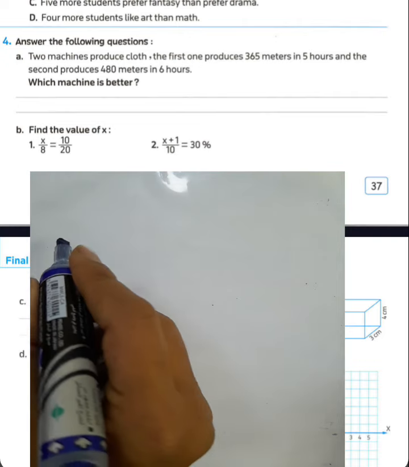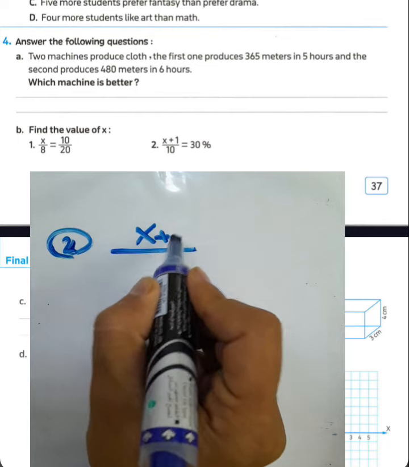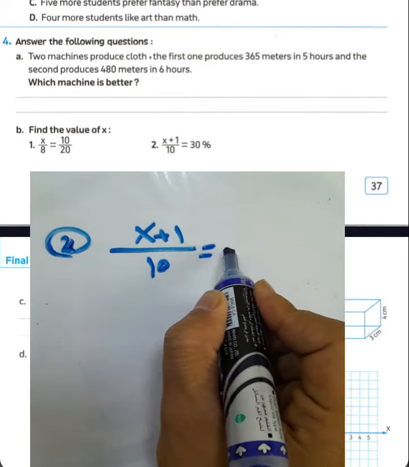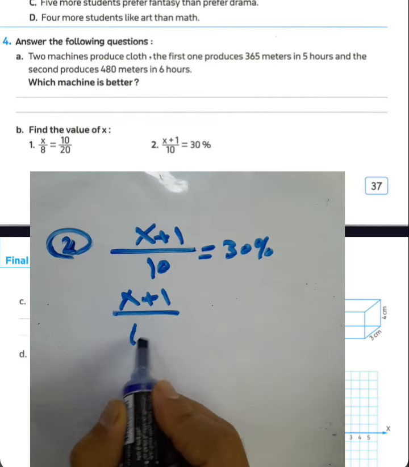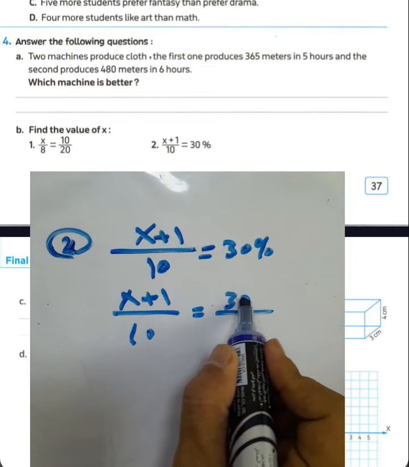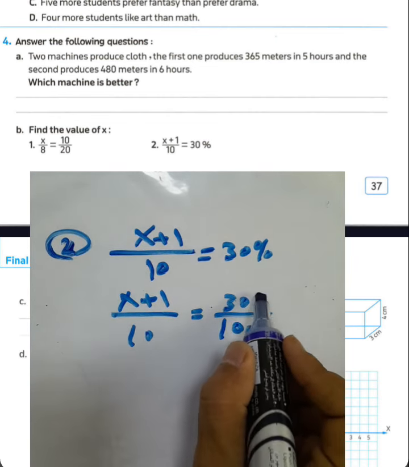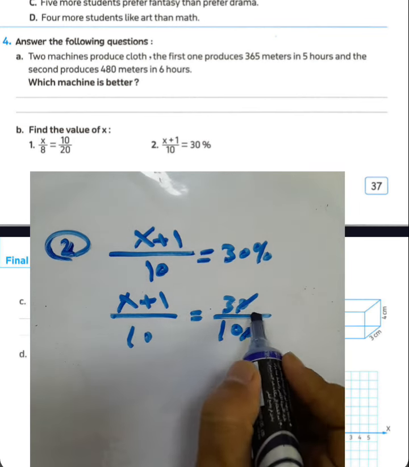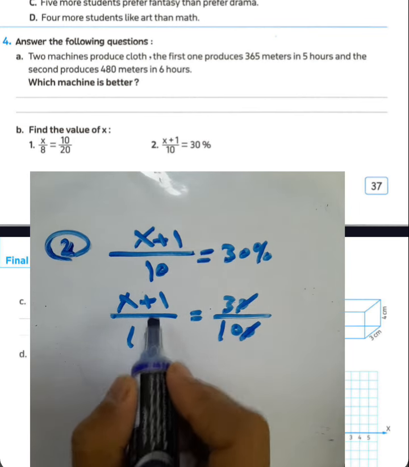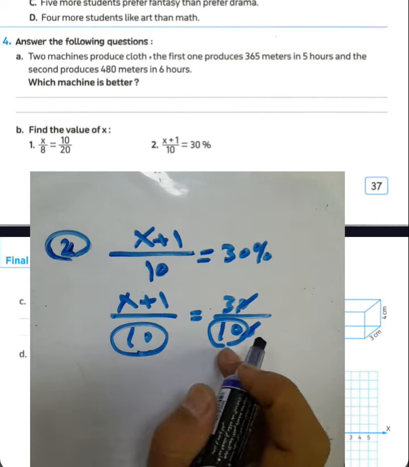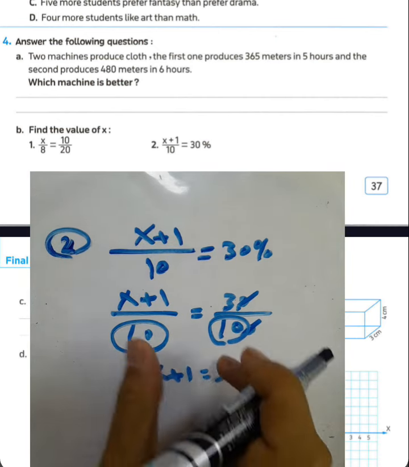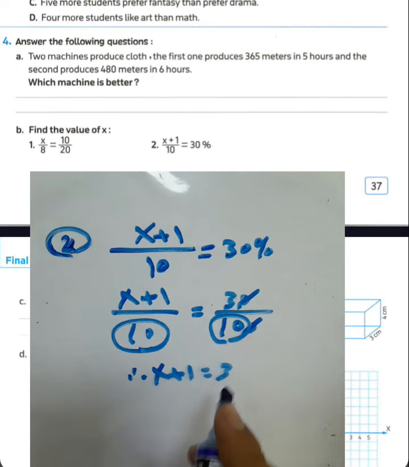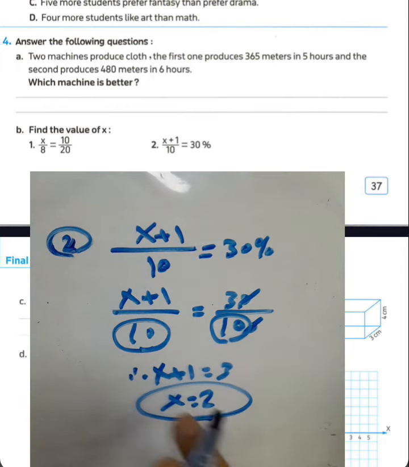Question number 2, we have x plus 1 over 10 equals 30%. It means 30 over 100. You can simplify it, cancel 0 by 0. Then 3 over 10 is equivalent to x plus 1 over 10. We have 10 equal 10, then x plus 1 equals 3, because denominator equals denominator, then numerator equals numerator. Then the value of x here equals 2, because 2 plus 1 equals 3.